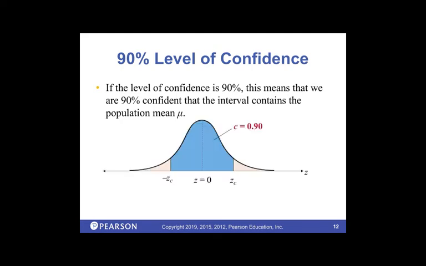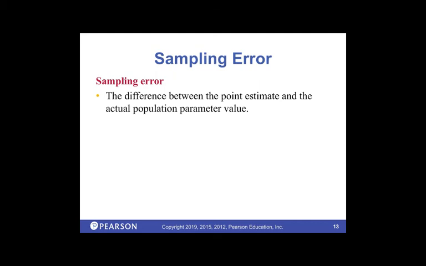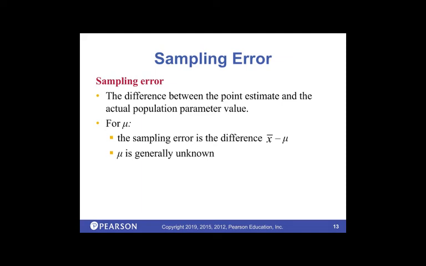Okay, so we talked about how to find those corresponding z-scores, getting them from the chart. So let's see this notion of sampling error. This is going to be the difference between the point estimate and the actual population parameter. So for the population average, the sampling error is the difference between the sample average and the population average. The population average is generally unknown. The sample average varies from sample to sample.